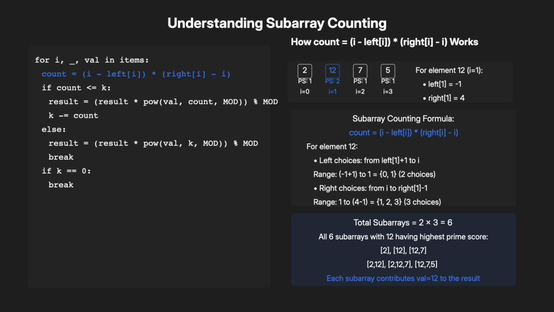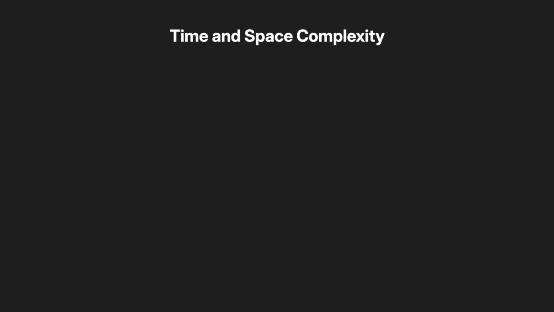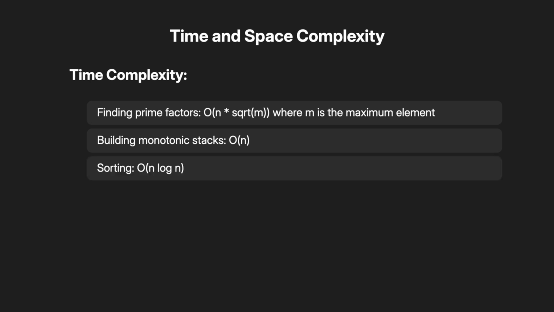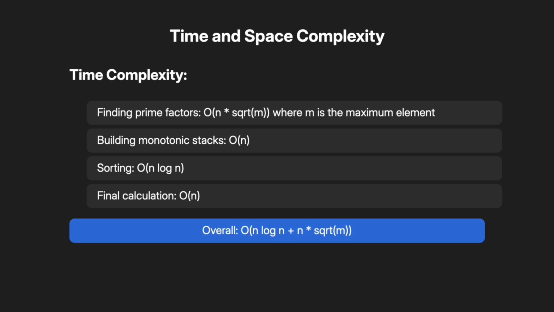Let's analyze the time complexity of our solution. First, finding the prime factors for each element takes O(n) times the square root of m time, where n is the number of elements and m is the maximum element value. Building the monotonic stacks to determine the boundaries requires O(n) time. Sorting the elements by their prime scores takes O(n log n) time. Finally, calculating the contribution of each element to the final score takes O(n) time. When we combine these operations, our overall time complexity is O(n log n plus n times the square root of m).